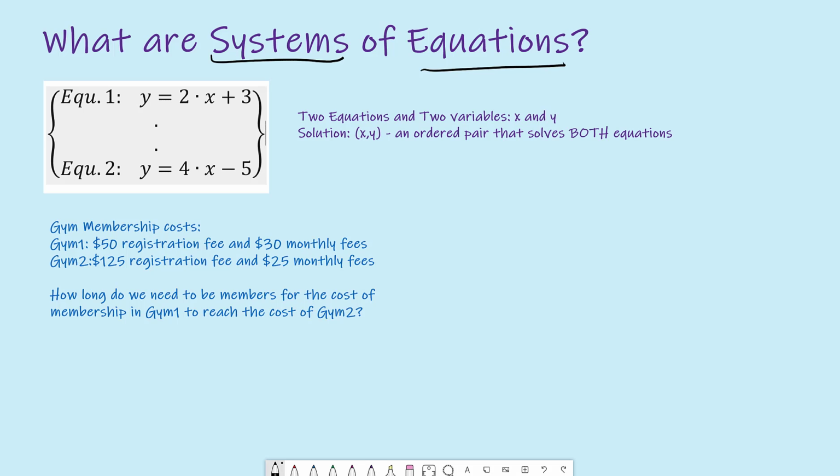And what you see here in this example, the first equation is y equals 2x plus 3. And you see that we have 2 variables. We have y and we have x. The second equation is y equals 4x minus 5. And again, we have our 2 variables, y and x. So we have a set of 2 equations and 2 variables. And we're looking for one solution.